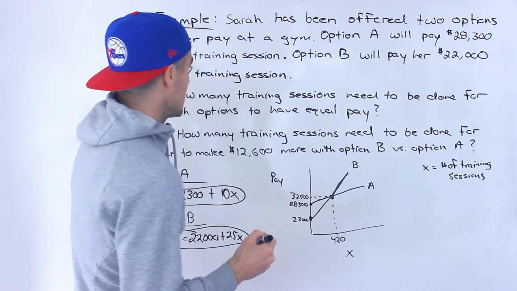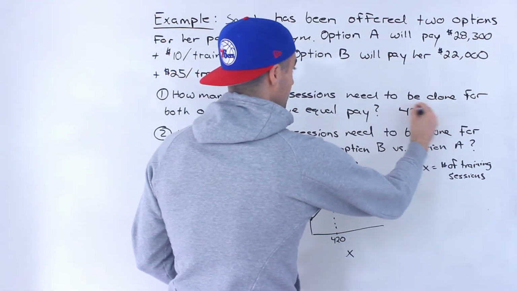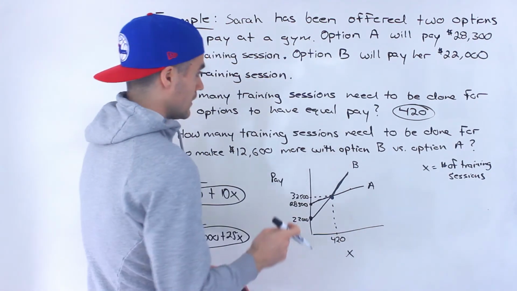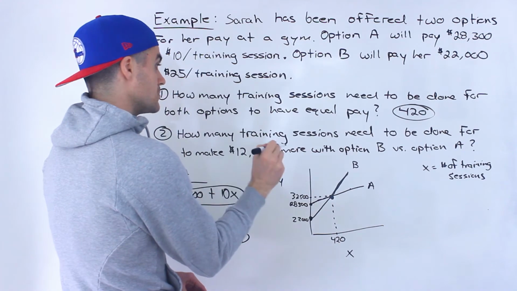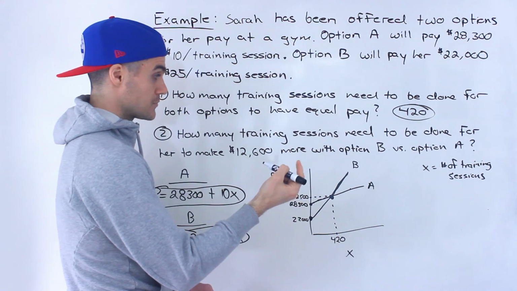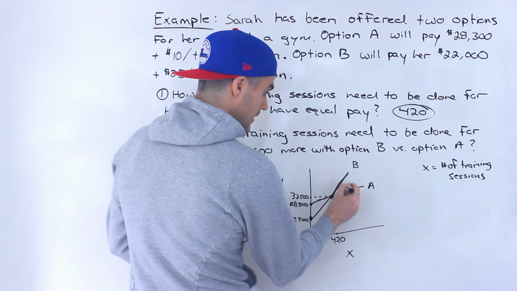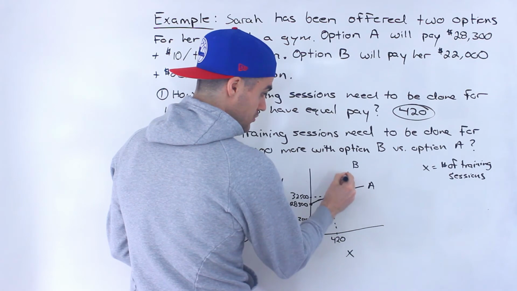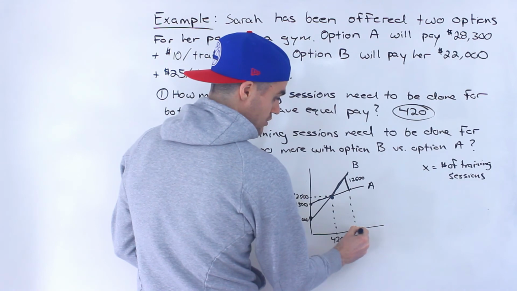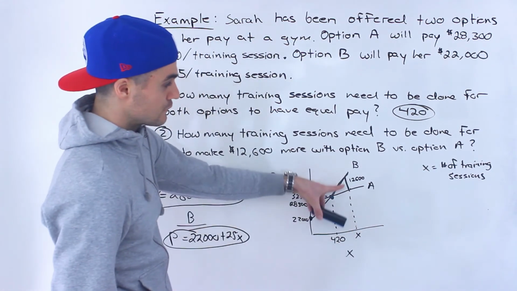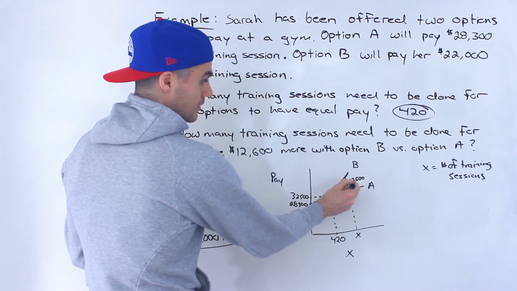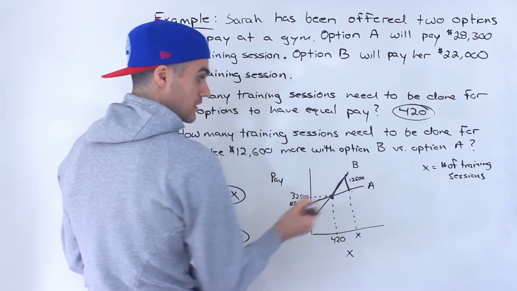All right, so that's the answer for number 1. So it's 420. Now number 2, what they're asking for, let's just do it over here. They're saying how many training sessions need to be done for her to make 12,600 more with option B versus option A? So if the difference between these would be 12,600, how many training sessions is that? She's going to make 12,600 more with option B versus with option A.